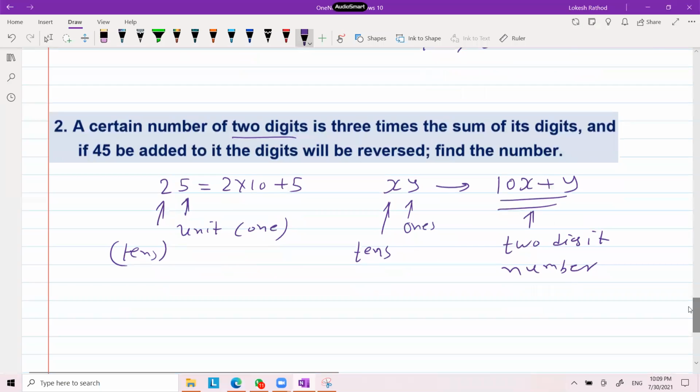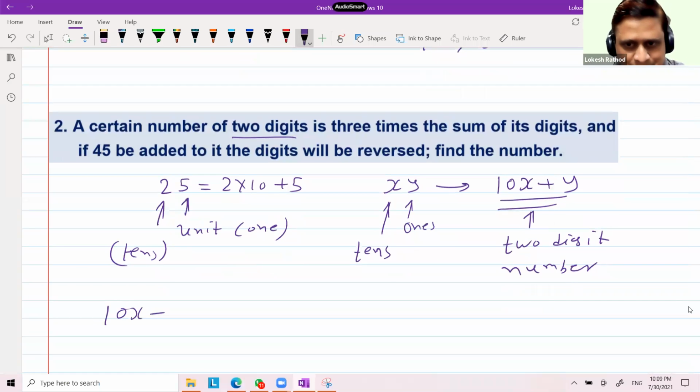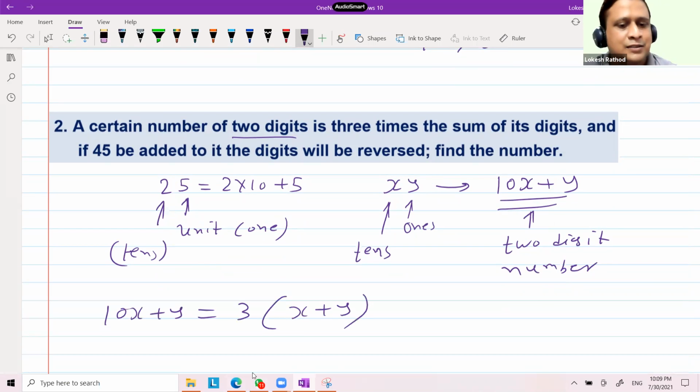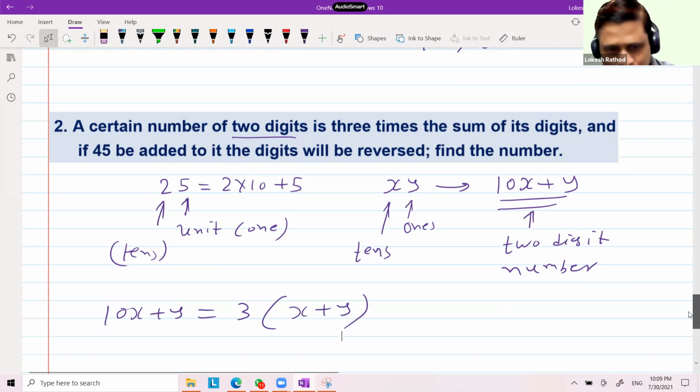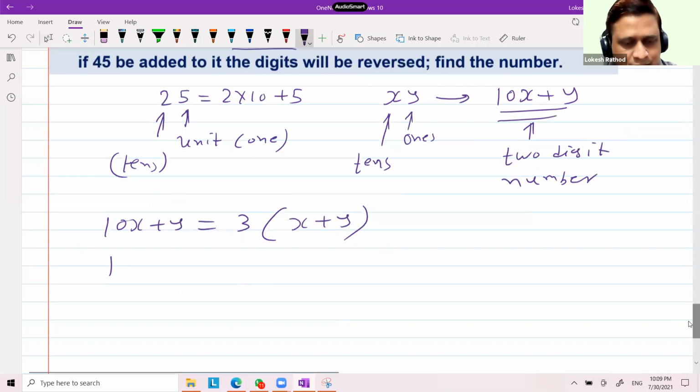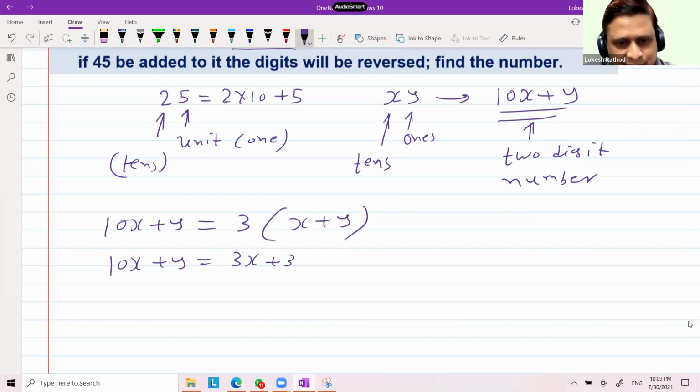So what they are saying: a certain 2 digit number, that is 10x plus y, is 3 times the sum of its digits, x plus y. That's what they are saying, right? A 2-digit number is 3 times the sum of the digits. So from here I get a relation between x and y. Okay, so what do I get? 10x plus y equals 3x plus 3y.